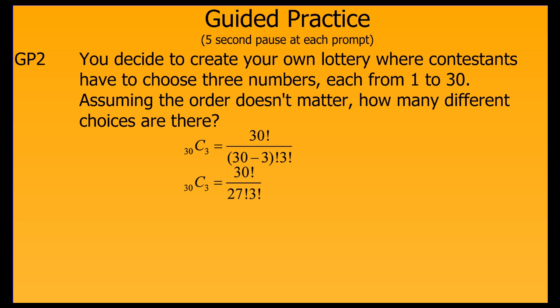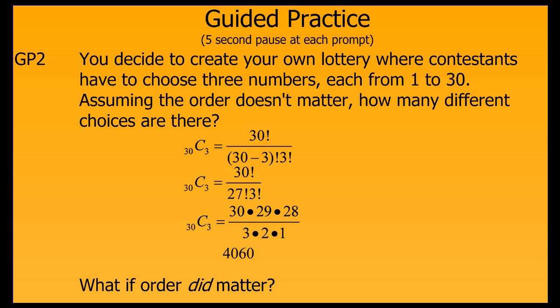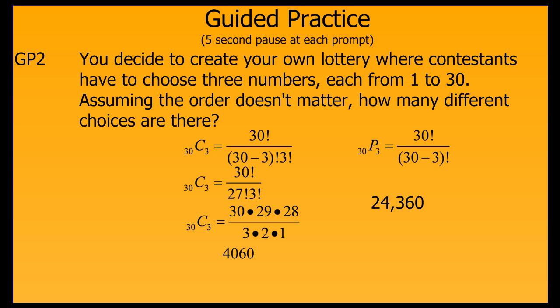If we're not using a calculator, we simplify and simplify again. Now what? Now we simplify one more time to get our final answer, 4,060 different possibilities. But what if order did matter? What if we did care about the order? What then? Then it would be a permutation, not a combination. And that works out to 24,360.